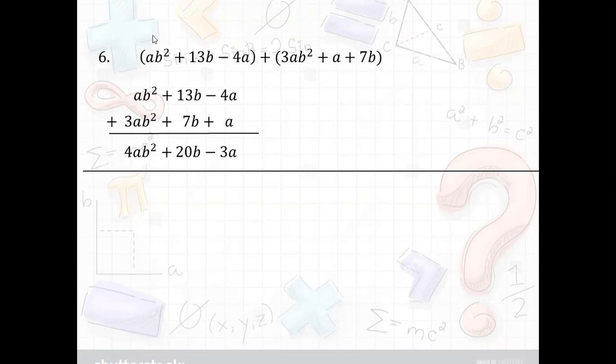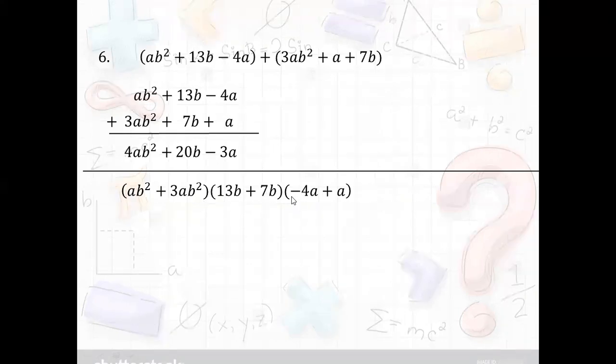So what you need to do is arrange them, right? Group the like terms together. So once you group the like terms, it's going to be ab squared plus 3ab squared, then plus 13b plus 7b, then minus 4a plus a. So this is how you group if you're doing it using the horizontal method. So here we have 4ab squared, then 13 plus 7 will give you plus 20, minus 4 plus 1 will give you a minus 3.